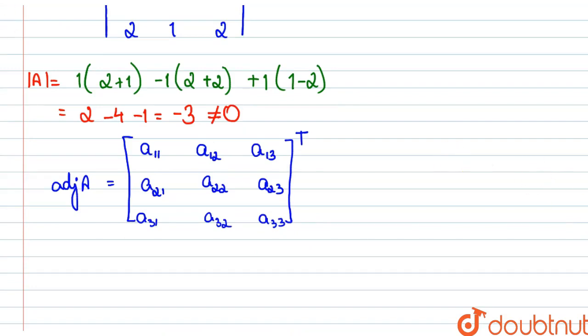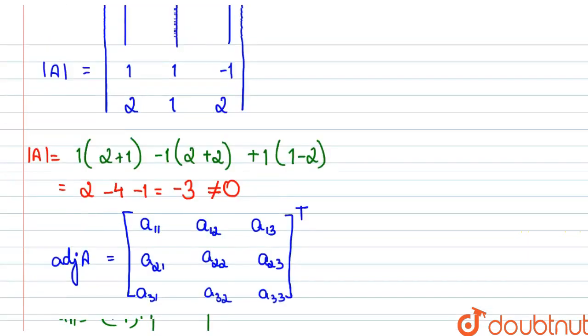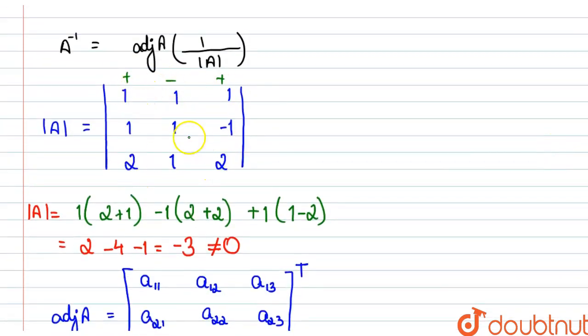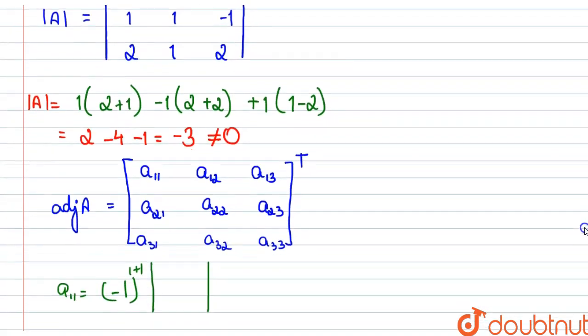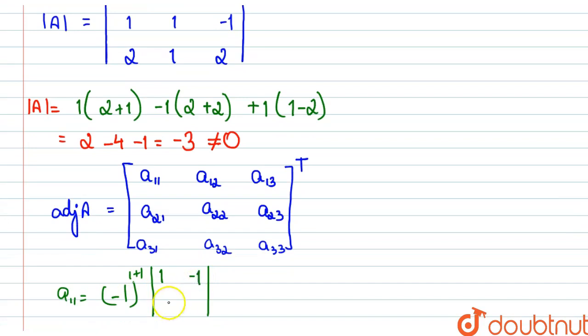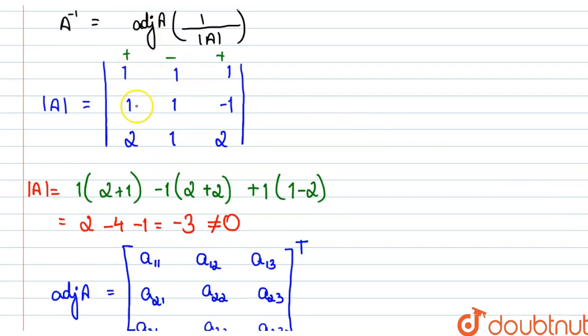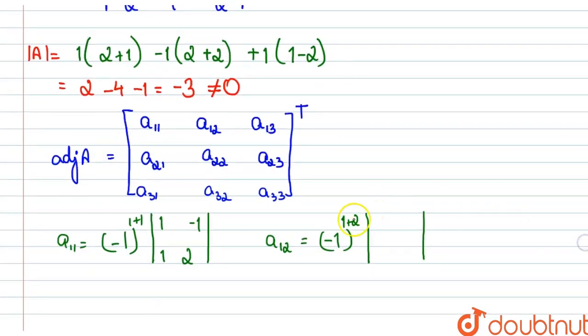Now what are these A11, A12? These are our cofactors. We'll find A11 as minus 1 to the power 1 plus 1 into determinant of, we leave our first row and first column, so 2, 1, 1 minus 1, minus 1 and 1, 2. This is our A11. Now our A12 will be minus 1 to the power 1 plus 2. Now our determinant of, we'll leave our first row and second column. So 1 minus 1, 2, 2.